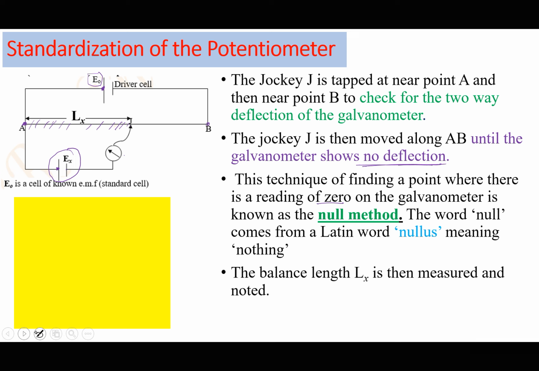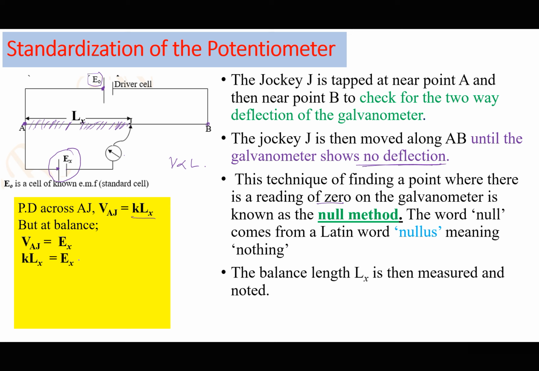So the PD across AJ, remember PD is directly proportional to length. So the PD across AJ is going to be equal to a constant times the length Lx. But at balance, the PD across this length is the same as the EMF, because these two are in parallel. This section of the wire of length Lx is in parallel with Ex. So at balance, Vj, or PD across AJ, is going to be the same as Ex. So that means K Lx is going to be equal to Ex.